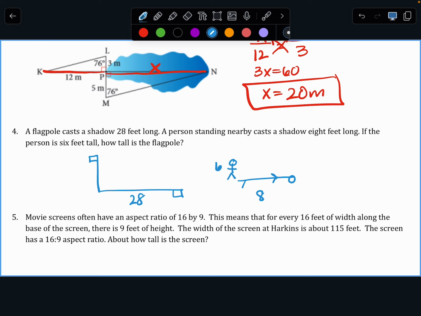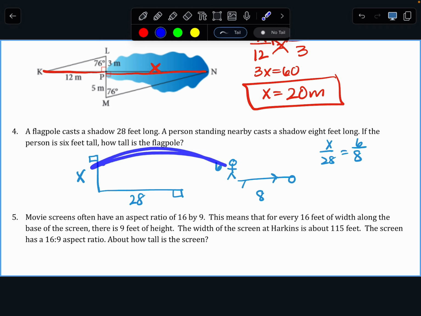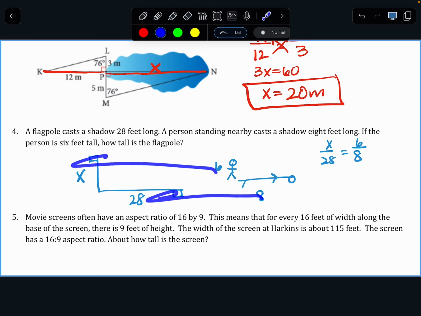So now that I have that, how tall is the flagpole? There's my x. So I'm going to say x over 28 equals 6 over 8. This time I didn't compare like this. I compared this way and this way. It's okay to do it that way. I can compare this all kinds of ways. I can go like that. I can go like that. As long as I keep my pattern the same, I can choose multiple different ways to solve this problem.